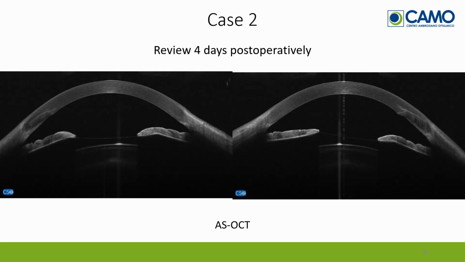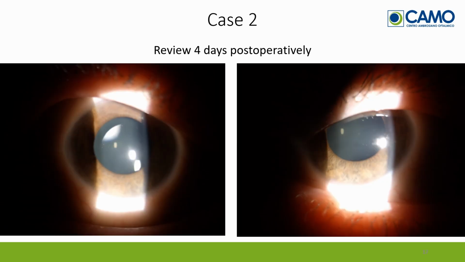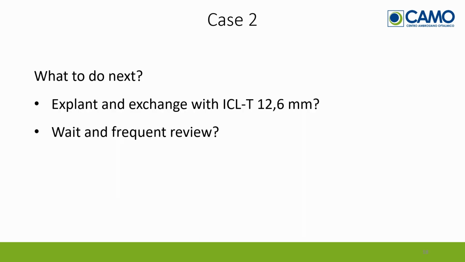So if we look at the anterior segment OCT of this case, you can see the ICL is sitting extremely low with respect to the crystalline lens. The anterior chamber is deep, pupils were round, pressure was normal. And the anterior segment is very quiet with a well-centered ICL. Again, what should we do in this case?